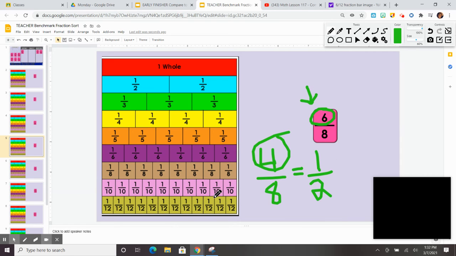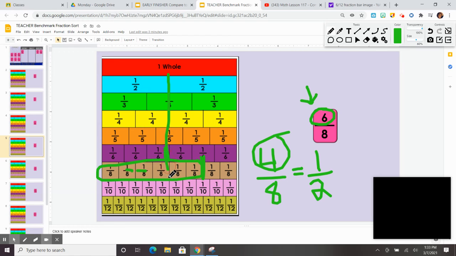Now let's look at how this looks using our fraction strips. You have 4/8. 1, 2, 3, 4. All right, 4/8 is equivalent to 1/2, but we have 6/8 here, so we keep going. 4, 5, 6. All right, so I'm going to circle 6/8. I know that 6/8 stops right here. But I know that 1/2 stops right here.